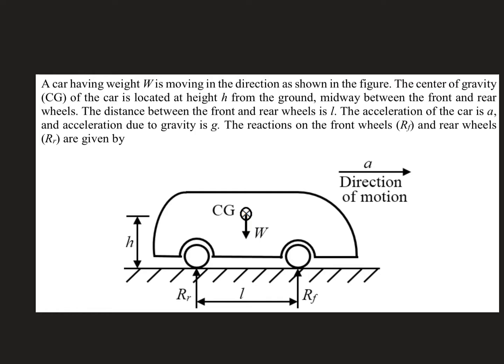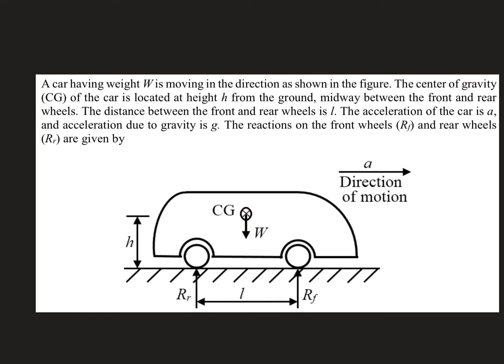Today we are going to see a problem which was asked in GATE 2019. This is a question from the topic of engineering mechanics. In this problem you have a car, a very simplistic car, and we are asked to find out what are the reactions on the front wheels and the rear wheels.